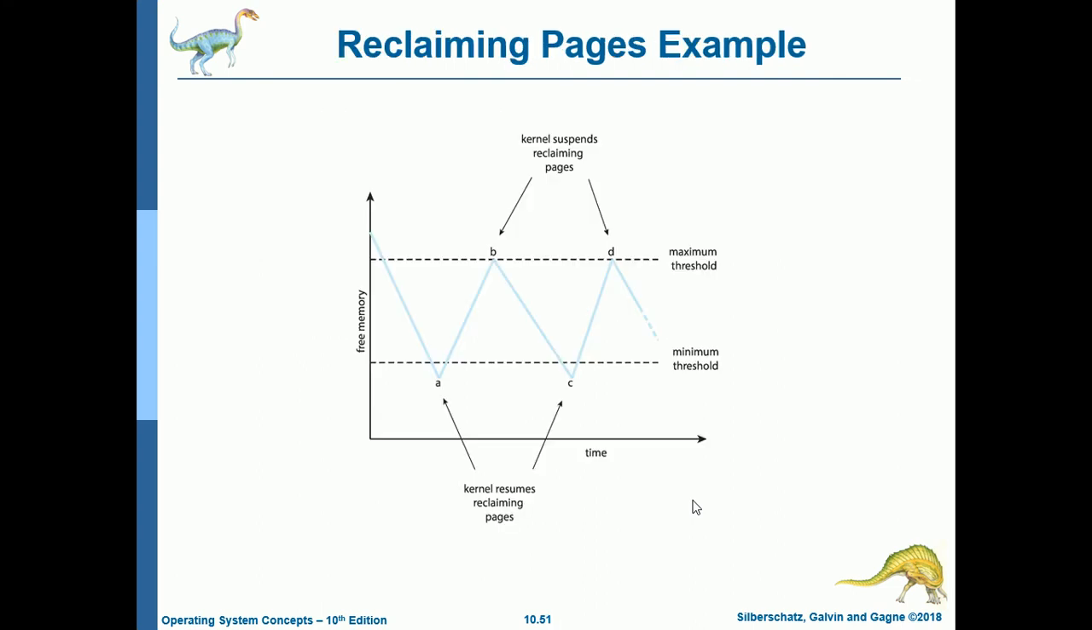Okay, so we have a reclaiming pages example. For example, at this point, if the number of pages is at the minimum threshold, the kernel resumes reclaiming pages, for point A and point C, so that it will never go under the minimum threshold. But for point B and point D, it already reaches the maximum number of pages, so the kernel suspends reclaiming pages. So here we have the minimum and maximum threshold.